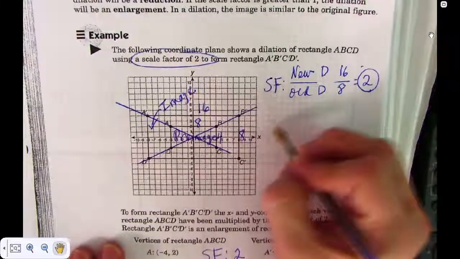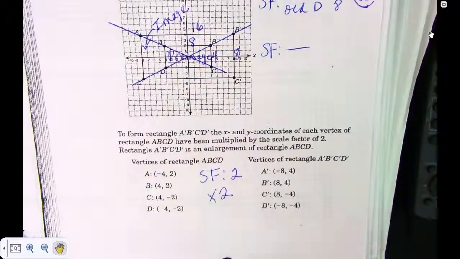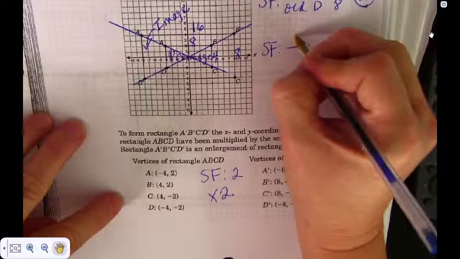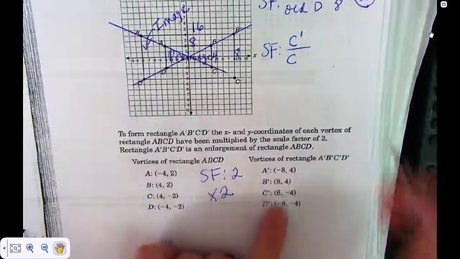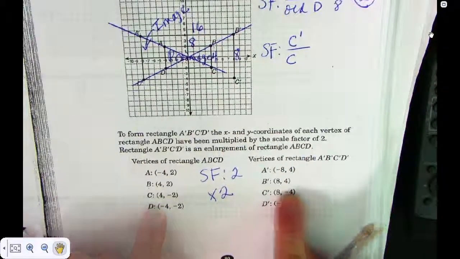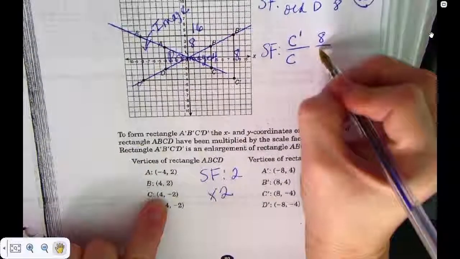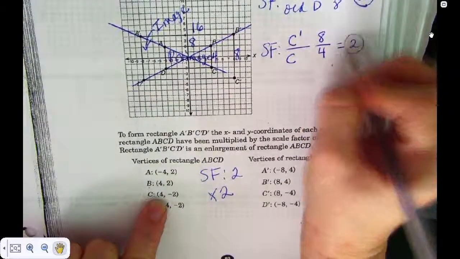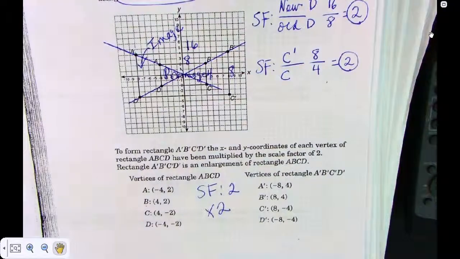Okay? Or you can take the vertices. We can take A, B, C, or D? C. Okay. We can take C prime and divide by C. So C prime, which one y'all want to do, 8 or -4? 8. Good. Thank you. So 8, and we divide by 4. And what's 8 divided by 4? 2. So you can take the dimensions and divide, or the vertex coordinates and divide to get the scale factor.